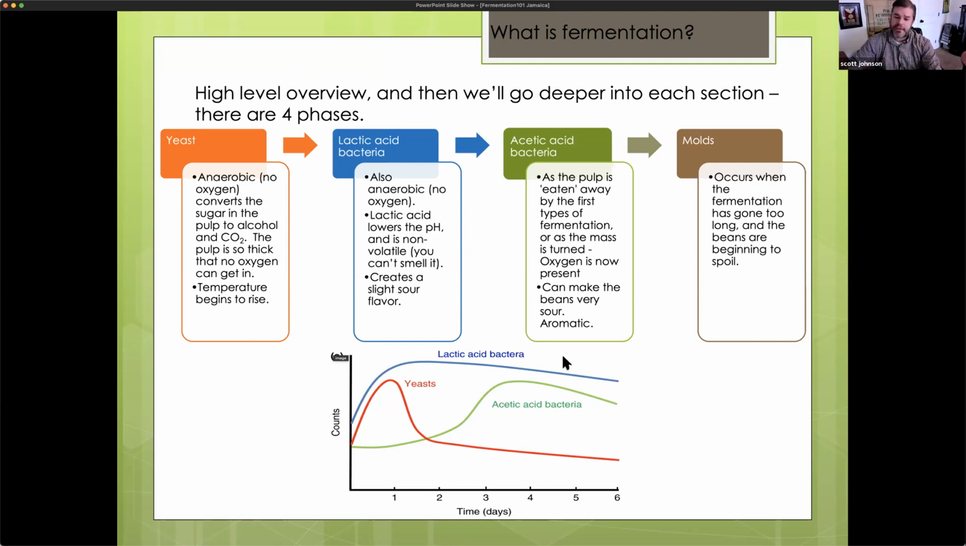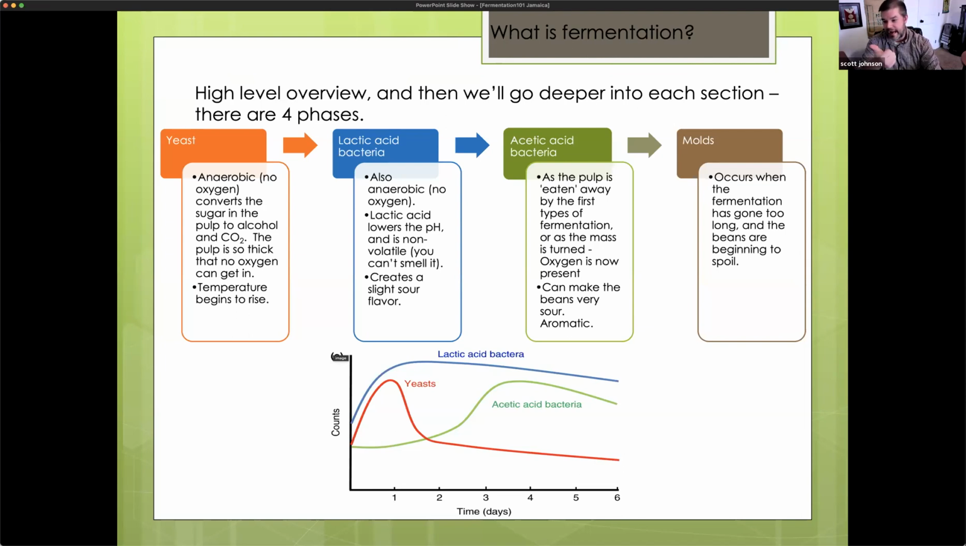So most fermentations go for a maximum of 6 or 7 days. If you let it go more than that, you start to get into this fourth section here, which is going to be the moldy stage, and nothing good happens in moldy stages. We'll talk about specifically what's happening in there.